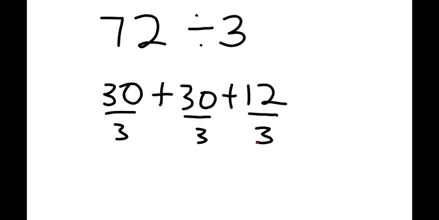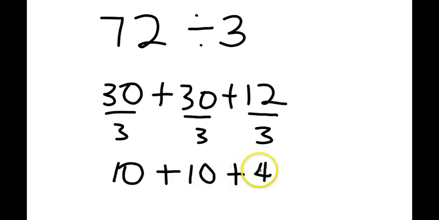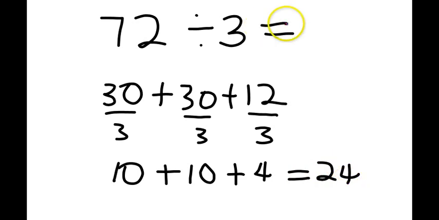30 divided by 3, I know I'm going to get 10 because I know that very quickly. Then I have another 10 again. Then 12 divided by 3 is a very small number to divide, which of course you know is going to give you 4. And so 10 plus 10 plus 4 will give you 24. And for that matter, 72 divided by 3 is 24. You don't need long division for this.